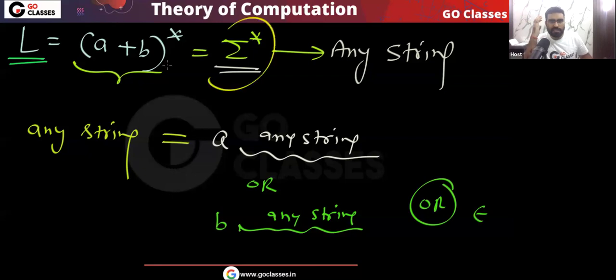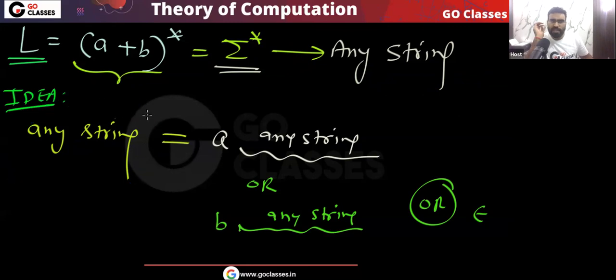Then I am saying that sigma star can generate any string. So my grammar should be able to generate any string I want. So this is the idea. See, the idea is simple: any string means what?